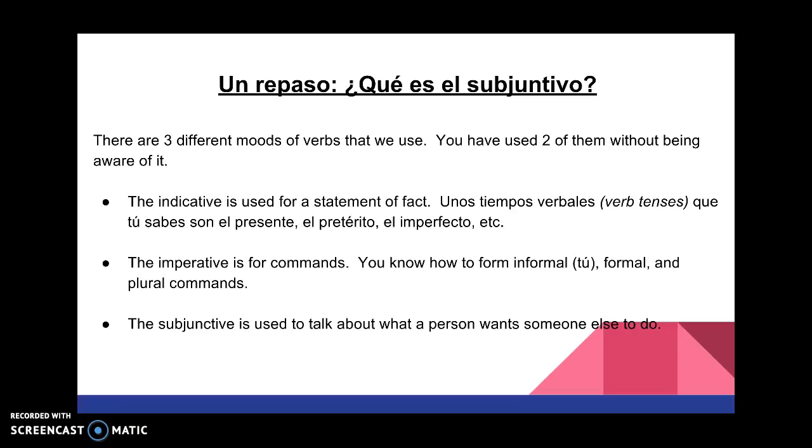You also worked, especially in Spanish 2 and hopefully a little bit in Spanish 3, with the imperativo or imperative, which refers to commands. You know how to form informal, or in other words, tú commands, formal commands, usted commands, and plural commands. That should have been discussed, at least briefly, in Español 3. Now we're going to be working with the subjuntivo, el presente del subjuntivo, and we use a subjunctive when we talk about what one person wants someone else, or some other people, to do.